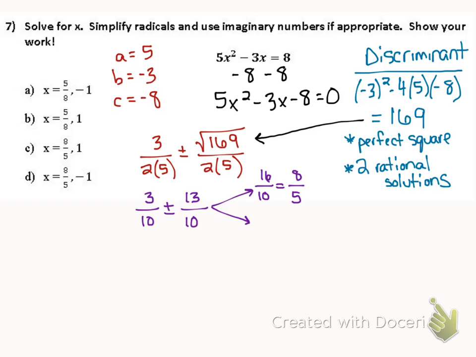Then we do 3 minus 13, and that gives us -10, which is still over 10, and that simplifies to -1. So the correct answer for this problem is going to be letter D.